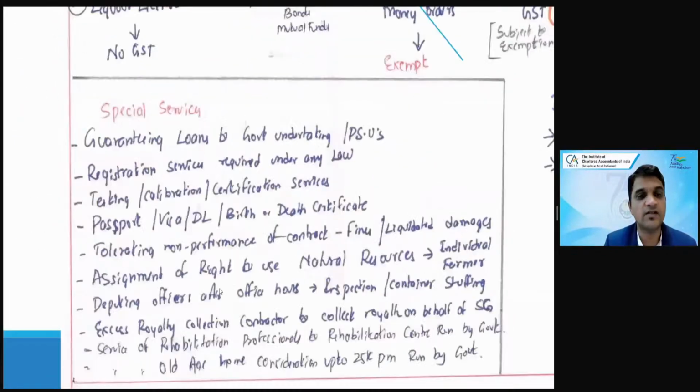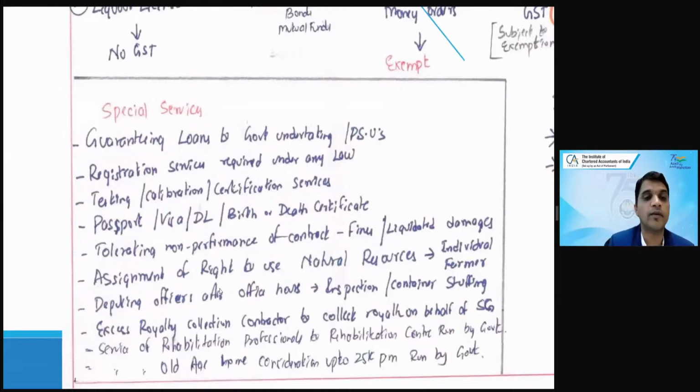Now, some special services: guaranteeing of loans to government undertakings. So these are all special services which are mostly exempted. One is guaranteeing loans to government undertakings or public sector undertakings. Now, public sector undertakings have some control by the government, correct? A government undertaking also has some control by the government. Now they want to expand, or there is a demand for their products and services. When they are expanding, they need some funds or loans from the bank. The banker is saying, okay, I will give you the funds, don't worry.